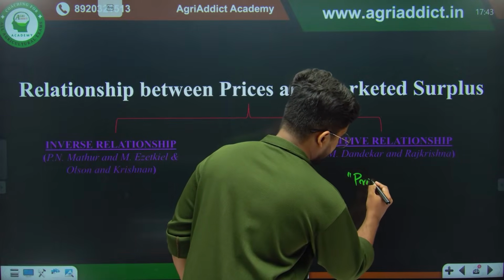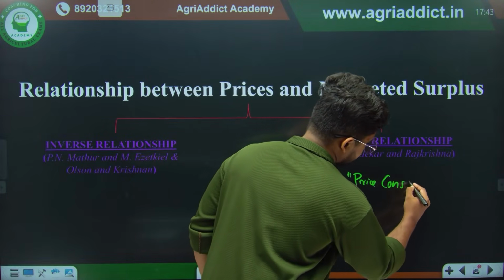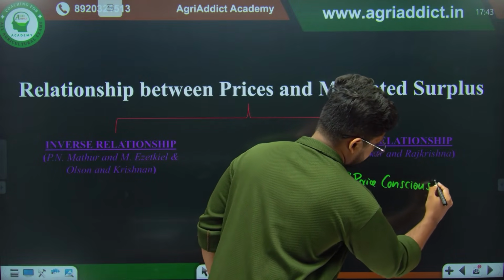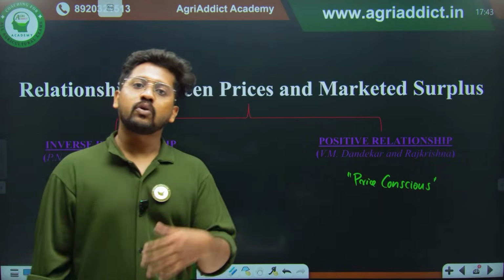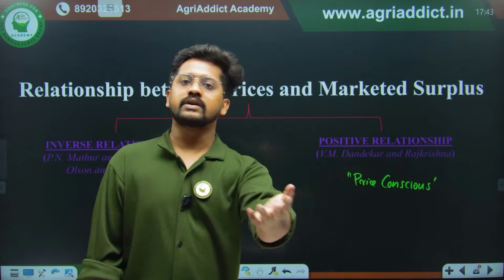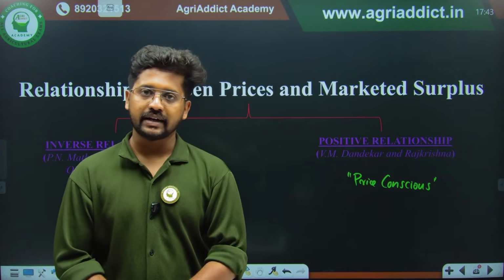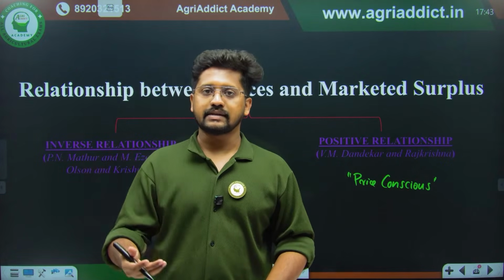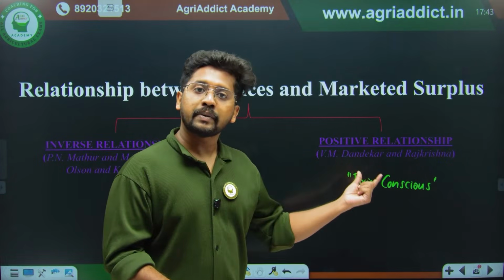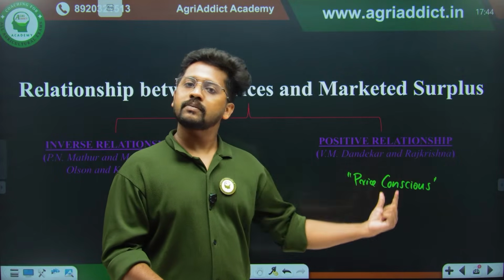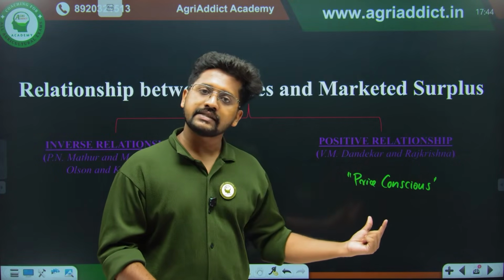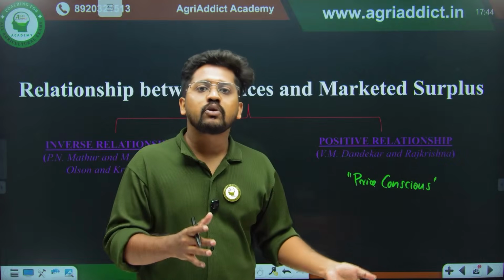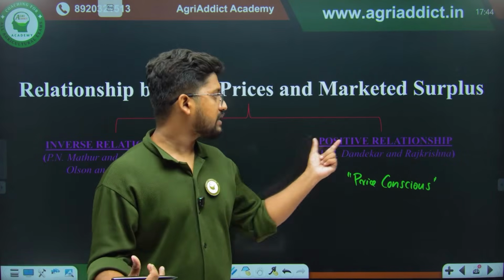Almost the positive relation you would already be knowing: farmers are price conscious. When more price is there, more will be sold. It's none other than our law of supply, right? When prices increase, more supply. When price is reduced, lesser supply. So when more price is there, more will be sold, more marketable surplus. When lesser price is there, lesser will be sold and more will be stored. That is none other than the positive relationship.